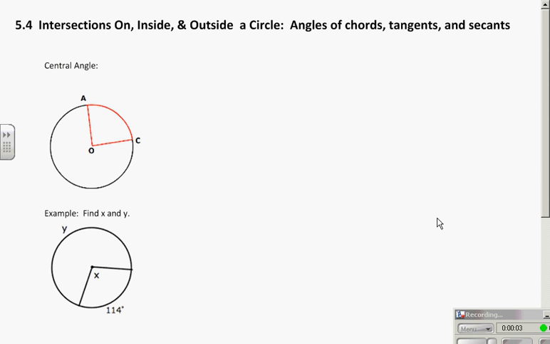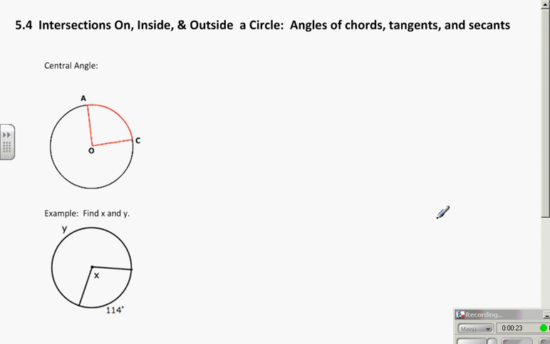Today's lesson is going to focus on intersecting arcs from various positions in a circle. So we're going to look at what happens when the vertex of angles that intersect circles is on the circle, inside the circle, and outside the circle. Several different things are going to happen, and you're going to have to remember several different formulas.